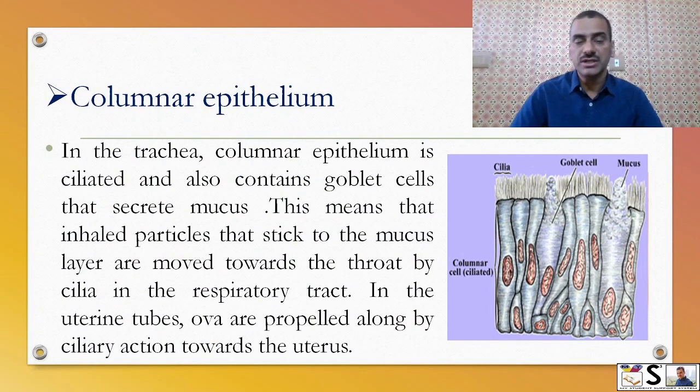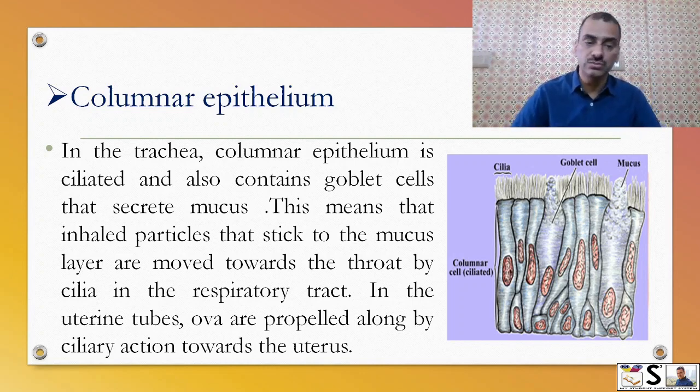Then there will be columnar epithelium having cilia. In the trachea, columnar epithelium is ciliated. Okay, what is cilia? They are hair-like structures, and they continually move. They also contain goblet cells which secrete mucus. This means that the inhaled particles that stick to the mucus layer are moved towards the throat by cilia in the respiratory tract. So cilia move continually like this and they move the mucus towards the throat.